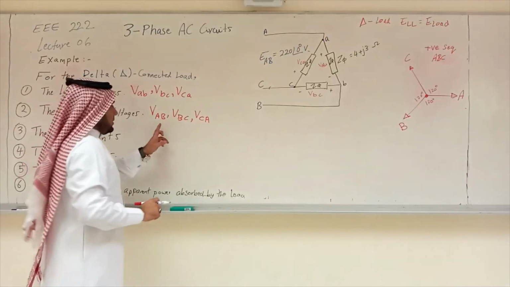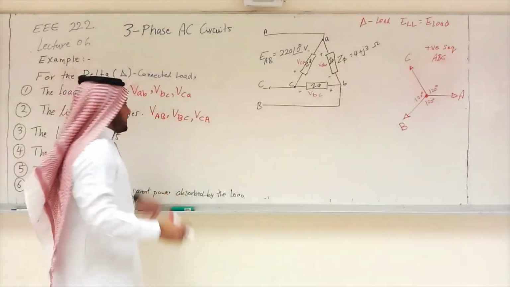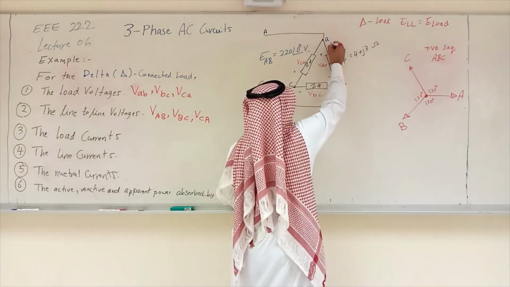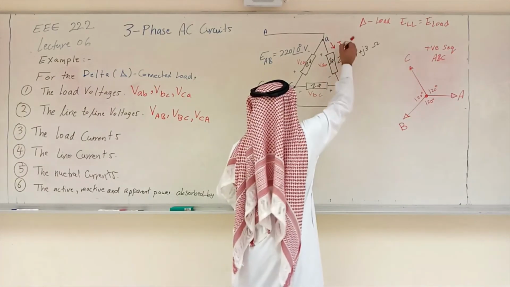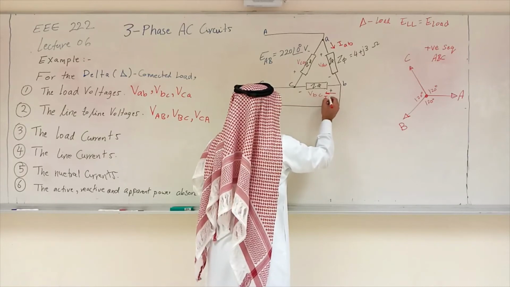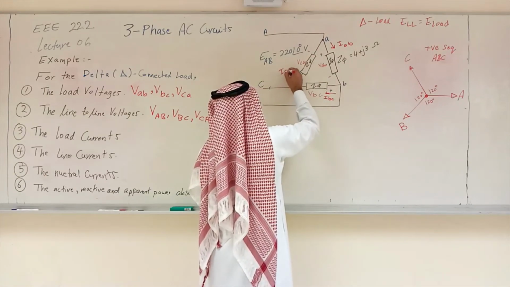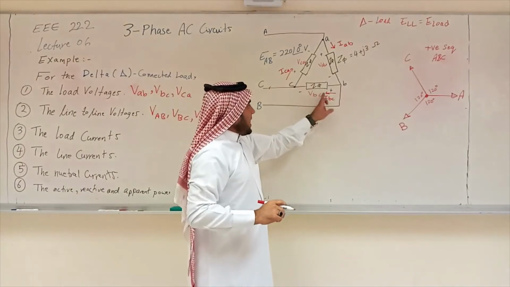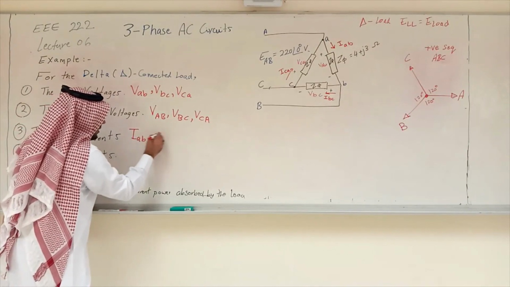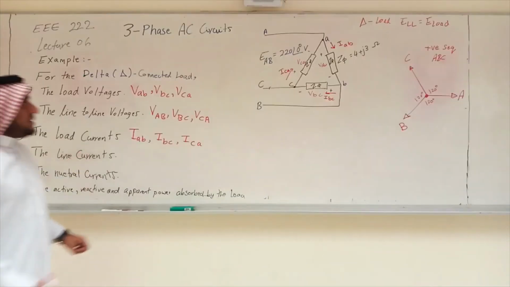So line to line voltages VAB, VBC, VCA, all capitals, are equal to the small or load voltages here. Then the load currents, the current that goes inside the load, that flows in every load. There is a current here from A to B, so I'm going to call it IAB. There is a current here, and this current is IBC, from B to C, and there's a current in that load, and this current is ICA. These are the load currents. The current that flows in every load, we call it load current. So we're looking for IAB, IBC, and then ICA.